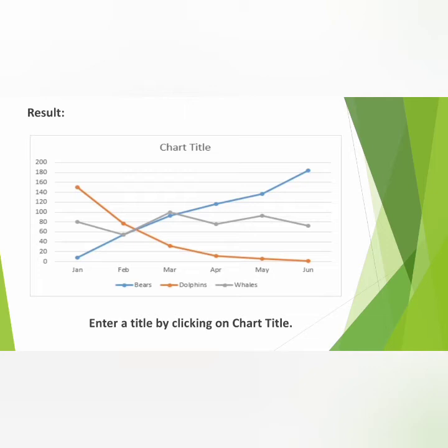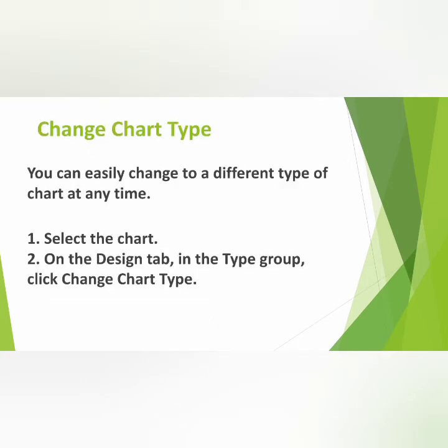We can also change the chart title. By default it is "Chart Title", and we can change it by double clicking on it. We can also change the chart type. Now we have inserted a line chart, and now we want to change the line chart into a bar chart. So we can do that too. You can easily change to a different type of chart at any time.